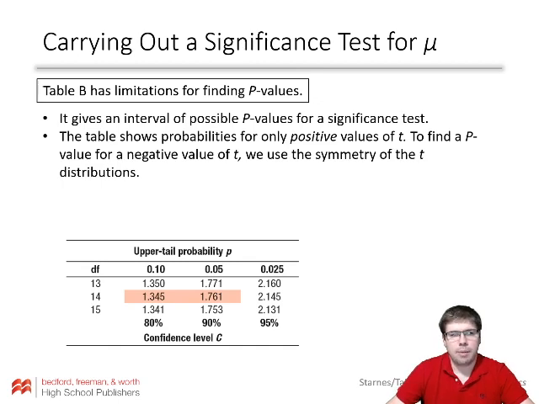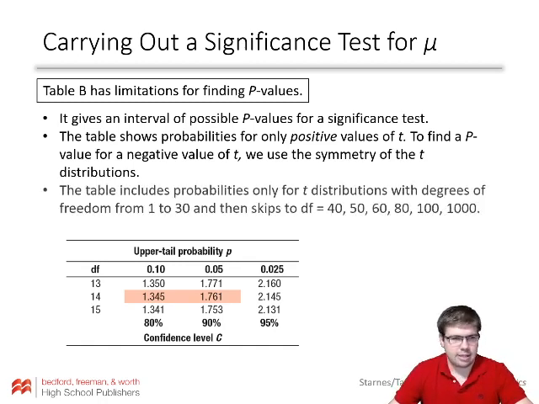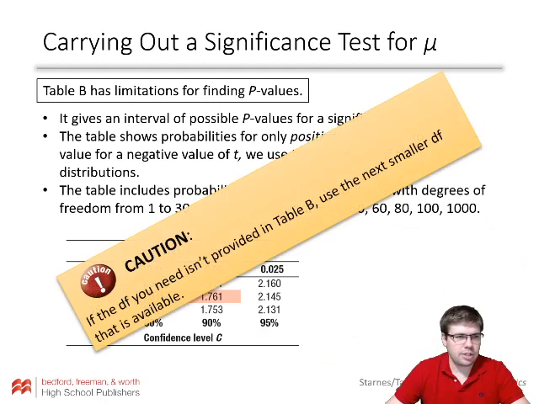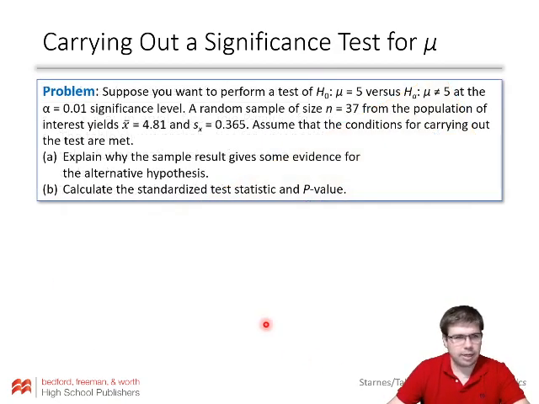The table shows probabilities for only positive values of t. That's another downside of the table. To find a p-value for a negative value of t, we have to use the symmetry and say if we want to go below negative, we have to figure out what the positive number is and go above it. And then the table does not have all the potential degrees of freedom. It goes from 1 to 30 and then starts skipping around. And so, not ideal. Caution: if the degrees of freedom you need isn't provided in the table, then use the next smaller one that's available. And you can get away with that on the AP test, though I will recommend that you use the calculator to do that. And we'll come back to that.